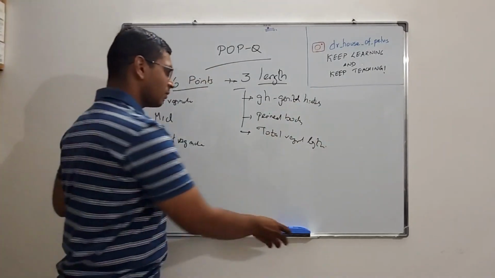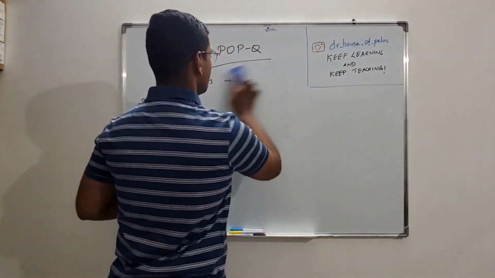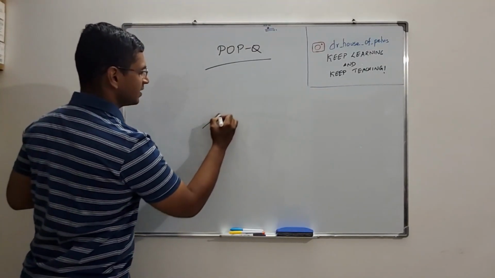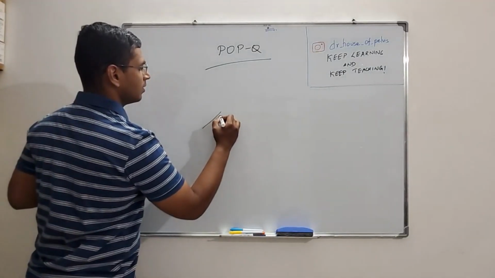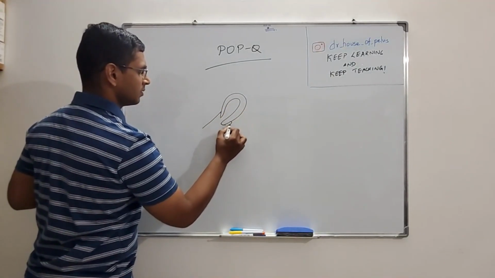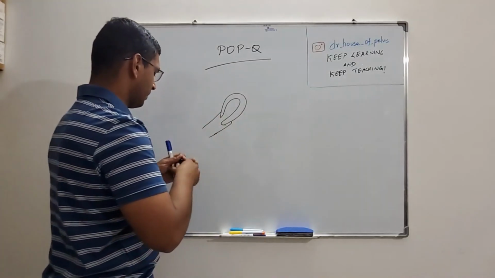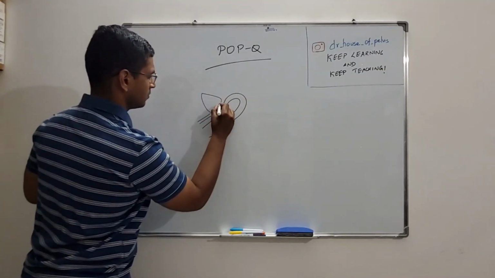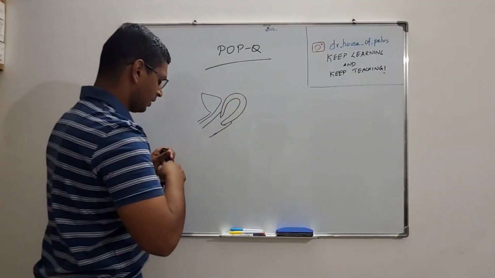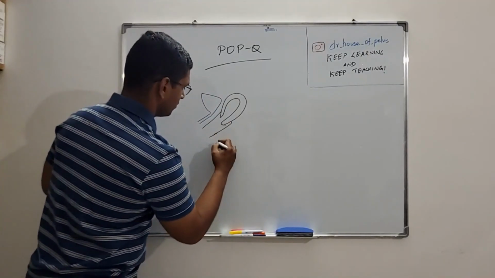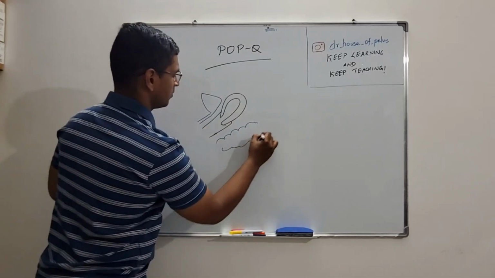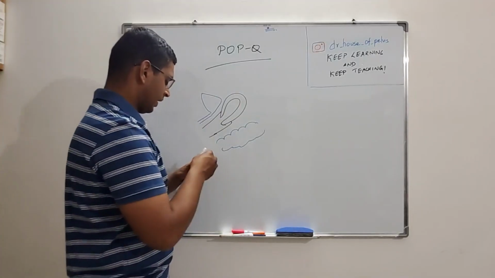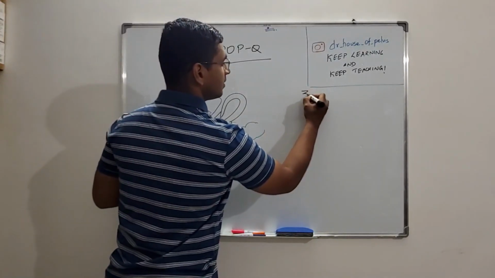So let us first understand the anatomy of the genitourinary system. When we first see, we have the uterus here. Here will be the bladder. And here will be the rectum. And now, these points, I told you we have a total of 3 lengths.